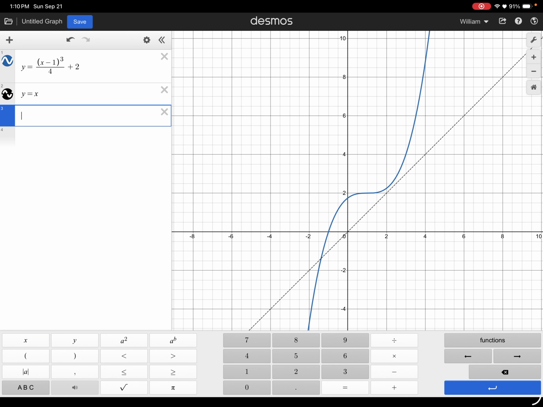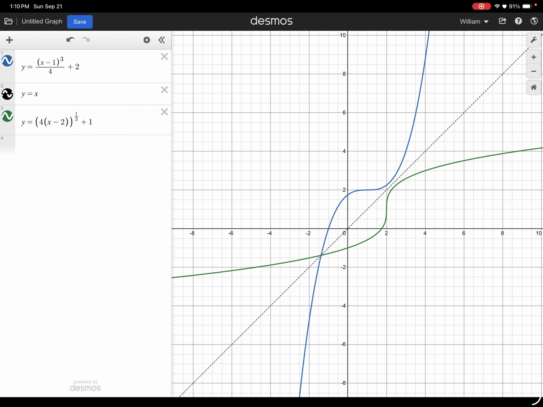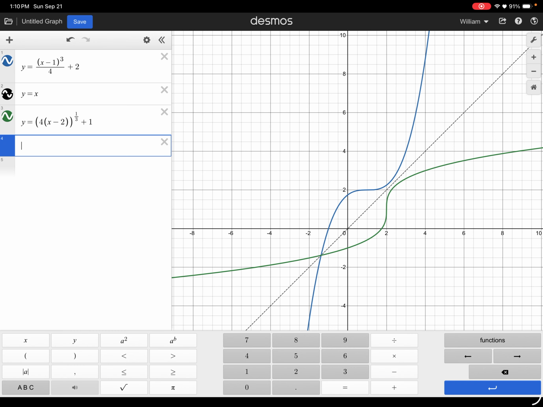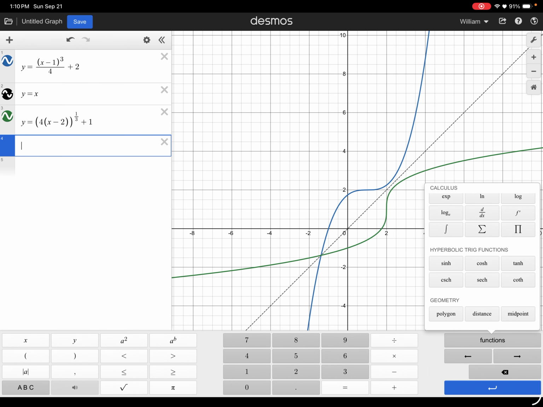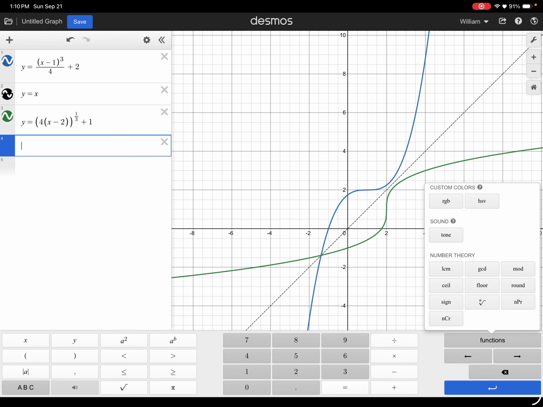So let's do y equals parentheses 4x minus 2. And then we're going to raise this to a 1/3 power. And then we're going to add 1. So there we go. That would be your inverse. Say, I don't think I can do a cube root. Or if you can, maybe, I don't know. It's probably in here somewhere, but I think just raising it to that 1/3 is going to be easier.